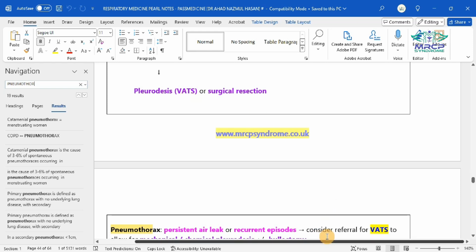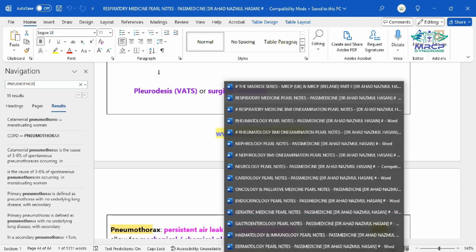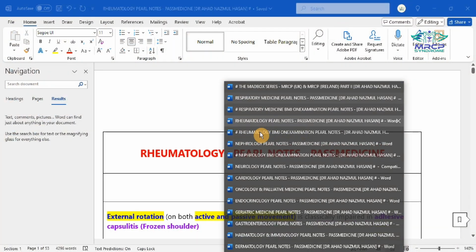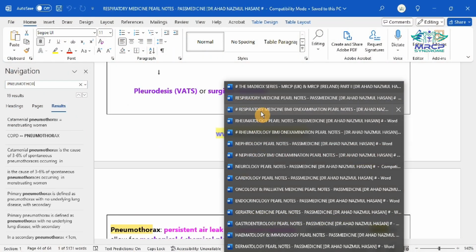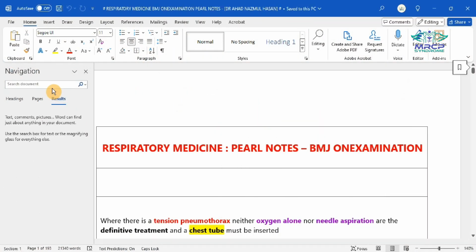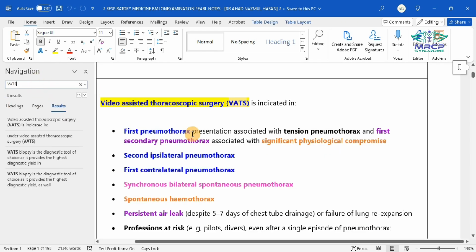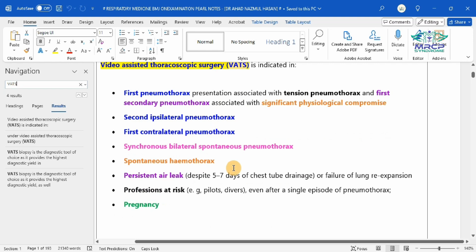So what are the indications of video assisted thoracoscopy in a patient with pneumothorax? Indications of VATS. So these are the indications of VATS. This is usually more important for part 2, so you can just remember this one.